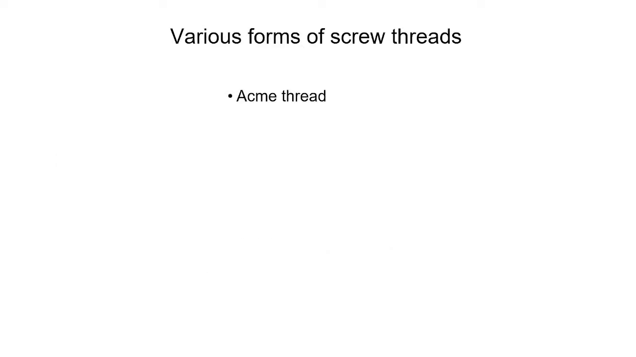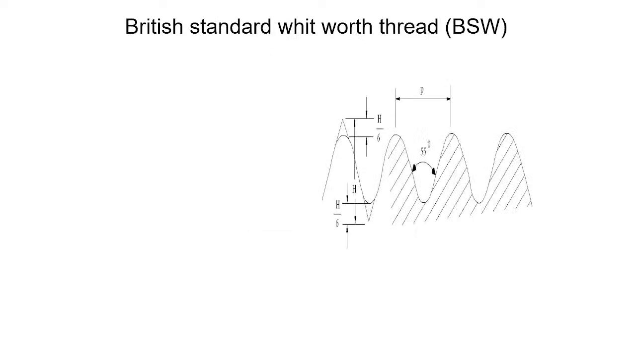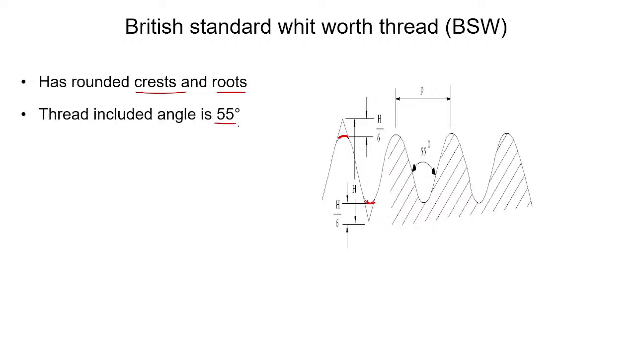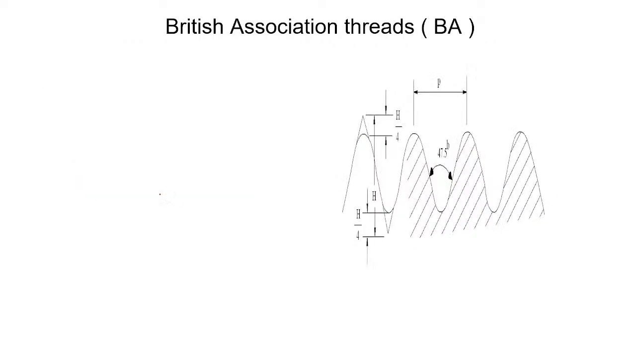Next are the various forms of thread: acme thread, square thread, buttress thread, knuckle thread, and metric thread. First, the British Standard Whitworth thread, that is BSW. Here you can find the appearance of the thread. It has rounded crest and roots. This portion is called the crest and this portion is called the root. The angle included between the flanks is 55 degrees, and the threads are of coarse type and are used for special purposes.